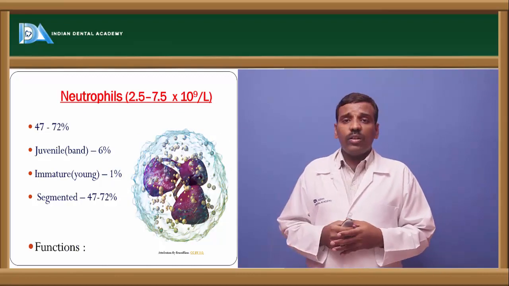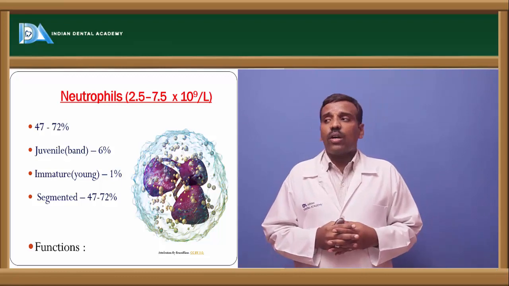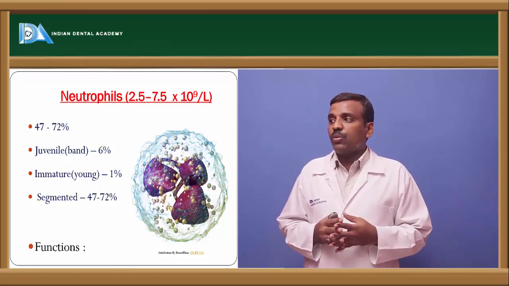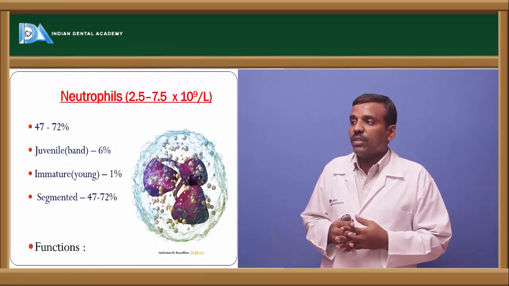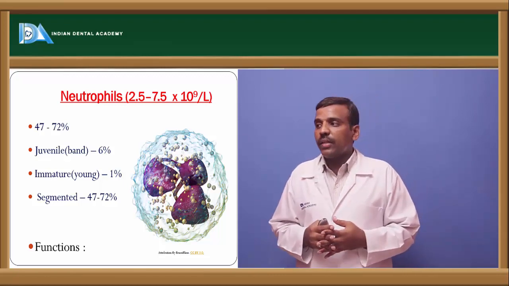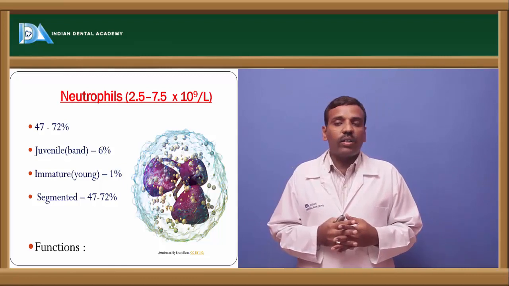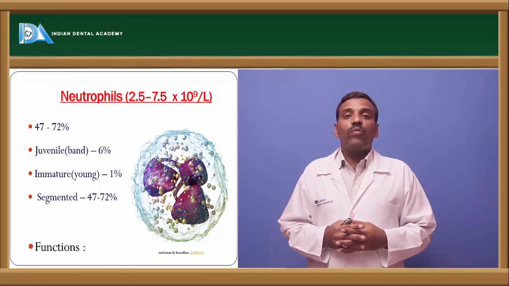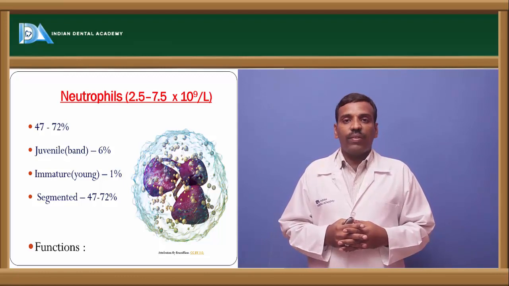And we come to the neutrophils. The neutrophils are about 47 to 72%. Juvenile band is present, that is about 6%. Immature are 1%, and segmented is about 47 to 72%. And the neutrophils undergo the first line of the defense mechanism.